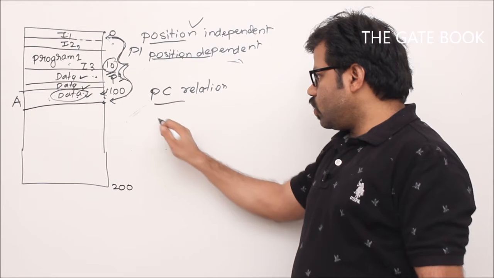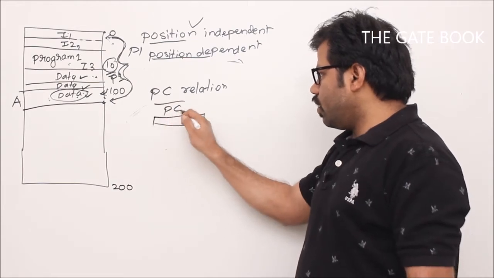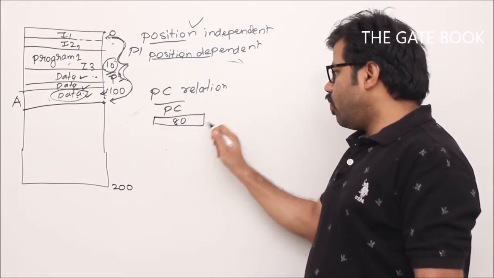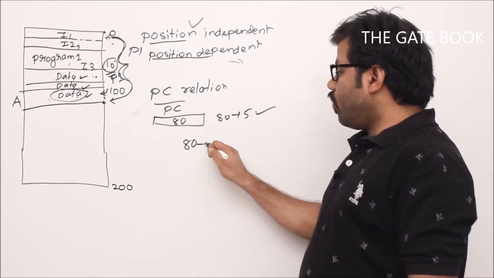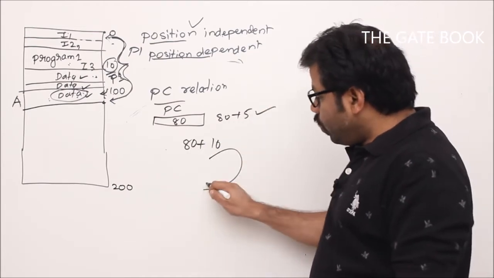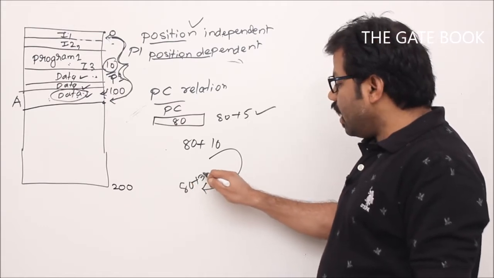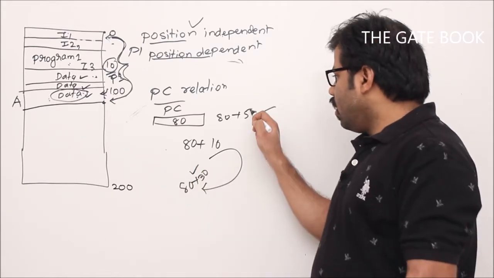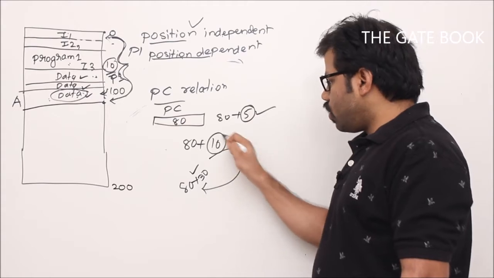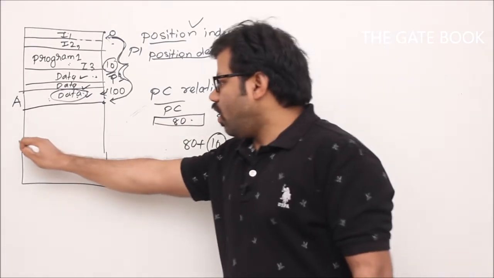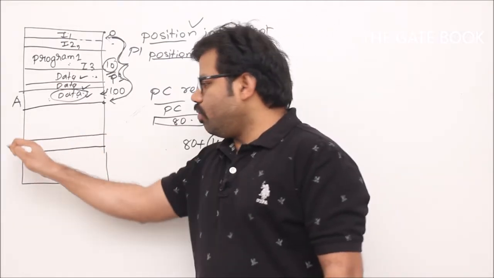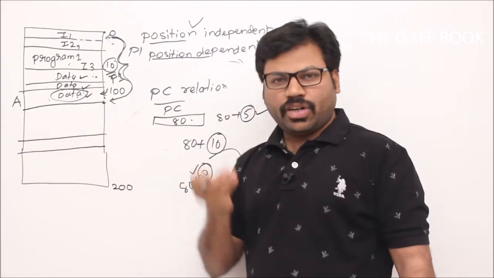Wherever I am, whatever my program counter is showing, for example 80, then I want to refer to 80 plus 5 for data. I want to refer to 80 plus 10, and I want to jump to 80 plus 30. In that way, if you write the code, then these values are not absolute, right? They are relative to your program counter. Now you see, such a kind of program is not specifying any particular addresses.